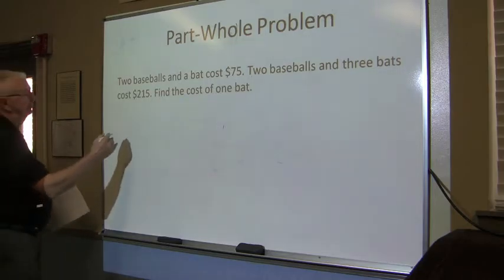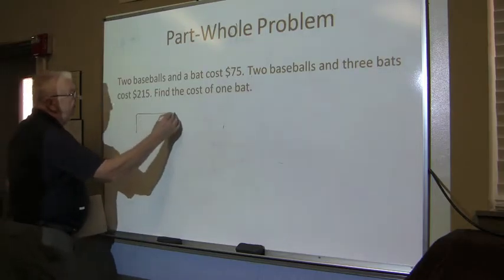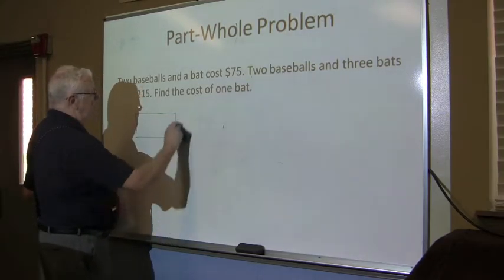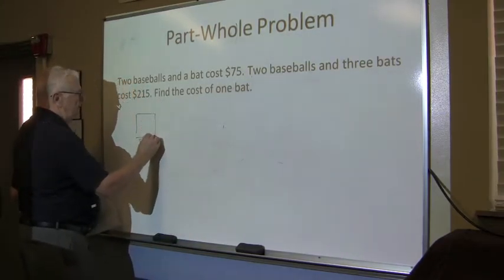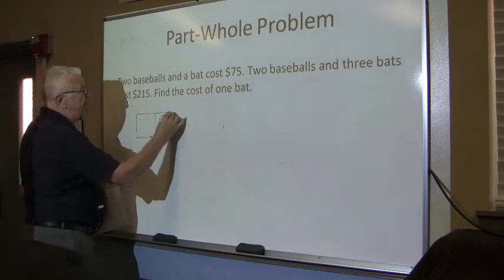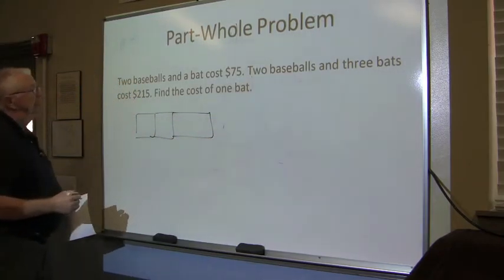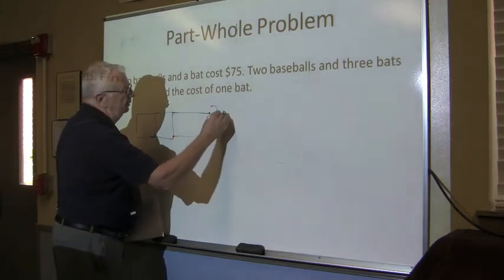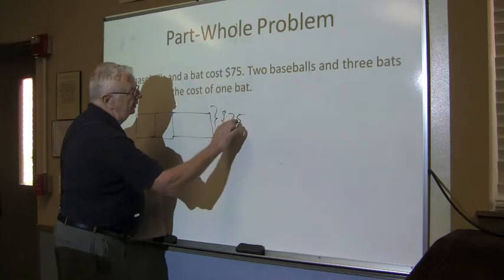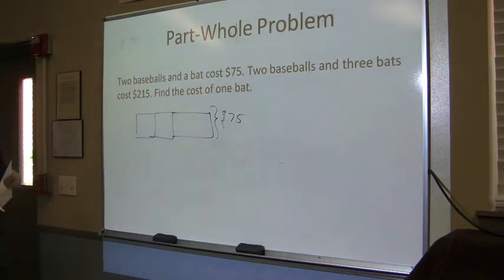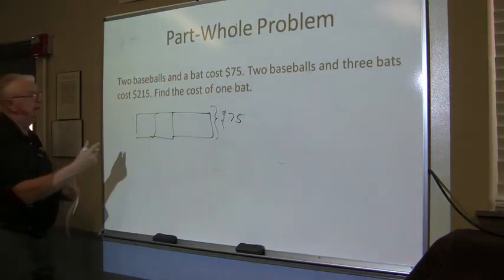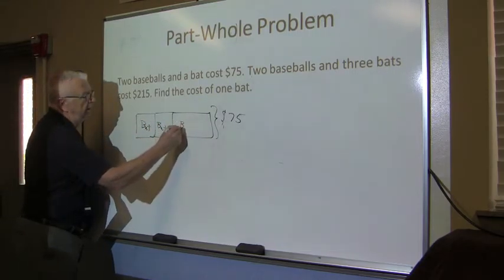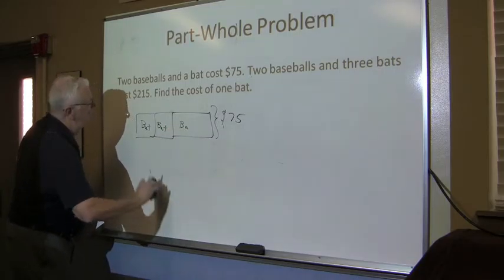So we're going to be doing this. 2 baseballs, maybe you should make them smaller, huh? Because baseballs are usually small. So 2 baseballs and a bat, and that costs $75. So 2 baseballs and a bat cost $75. We could do, no, the other way. Yeah.